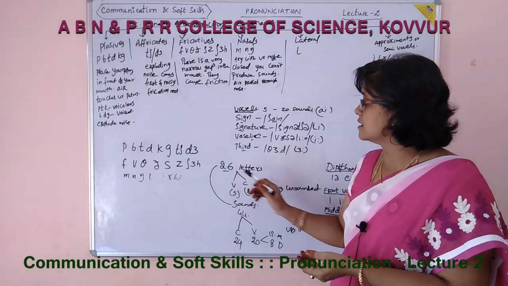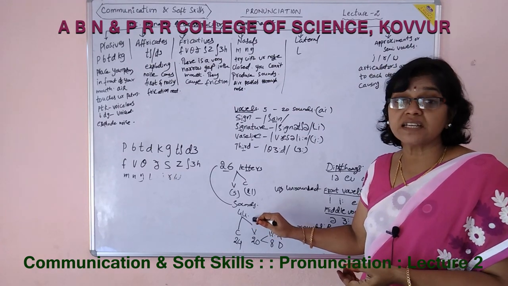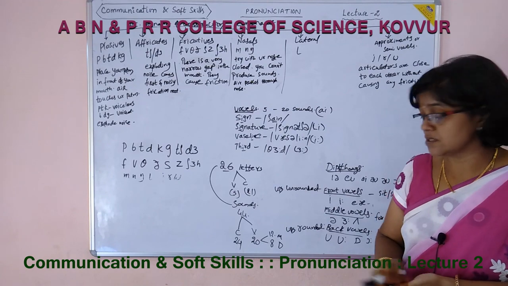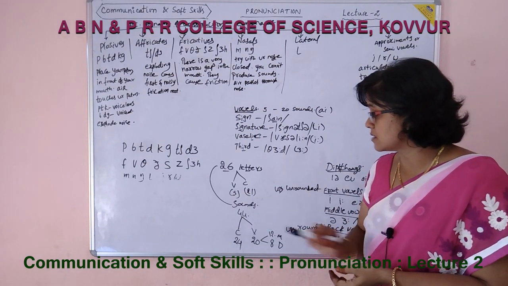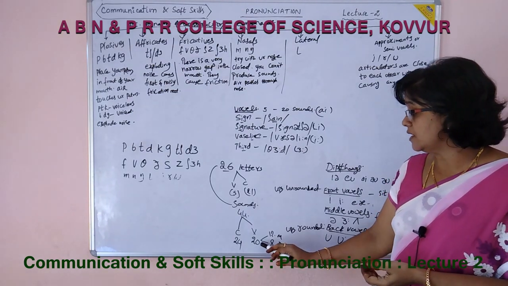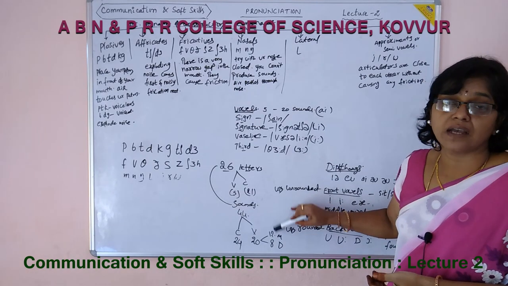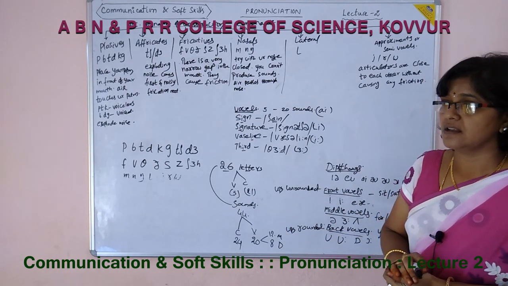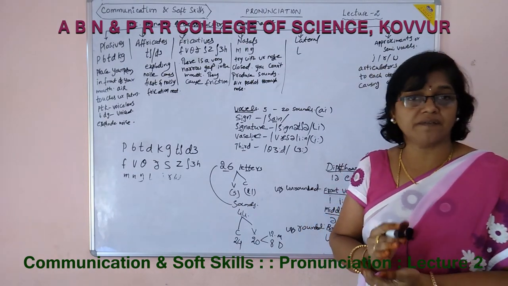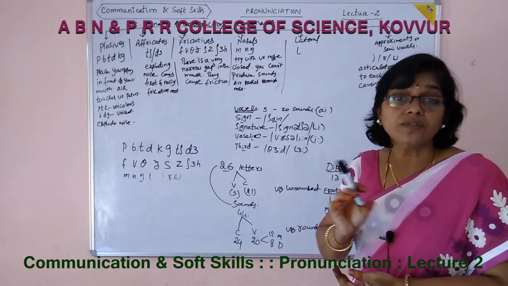So, the 26 letters give 44 phonetic sounds, and out of the 44 sounds, 24 are consonantal sounds and 20 are vowel sounds. And the 20 are again divided into two parts, 12 monophthongs and 8 diphthongs. First, let us see how these consonants are divided according to the nature of construction of the consonants.